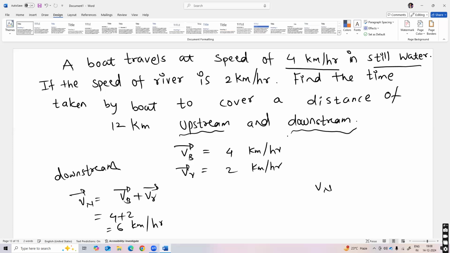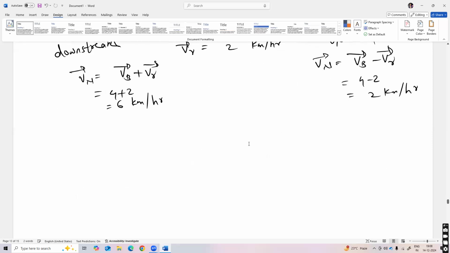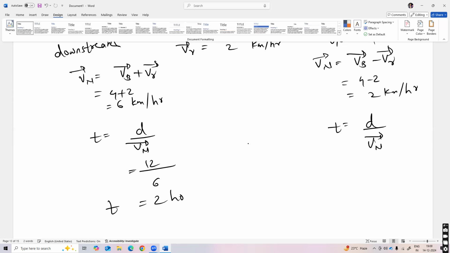But when the boat is moving upstream, against the direction of the river, the net velocity Vn will be Vb minus Vr. So it will be 4 minus 2, which is 2 km/h. Now you have to find time. You know that time is distance upon velocity, where velocity is Vn, the net velocity, same for the upstream case also. The distance is given as 12 kilometers, and Vn is 6 km/h, so time is 2 hours for the downstream case.